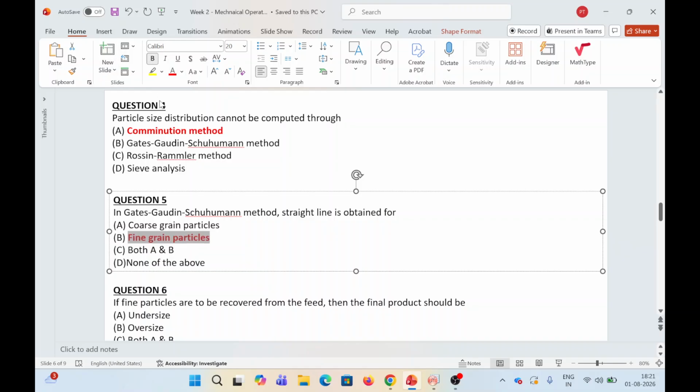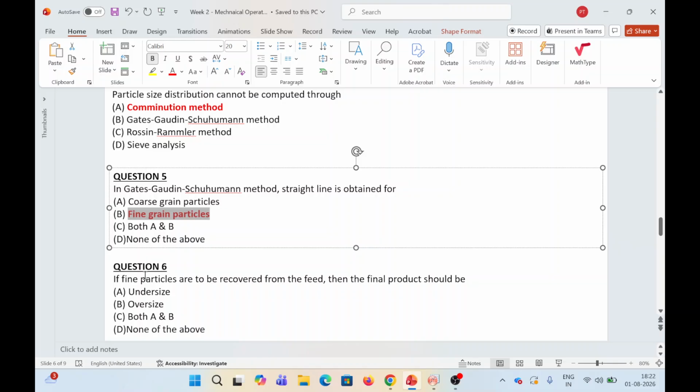So the answer to this question: in the Gates-Gaudin-Schumann method, the straight line is obtained for fine grain particles. Once you get the straight line, you find the slope, the A value, X and D average. I think I explained the method of getting A and B values. It's a two-parameter model.